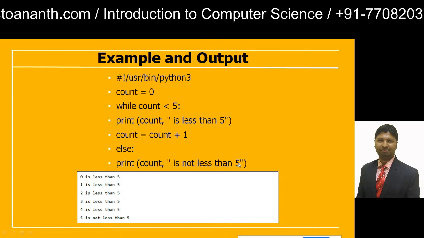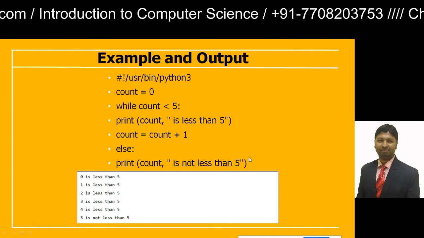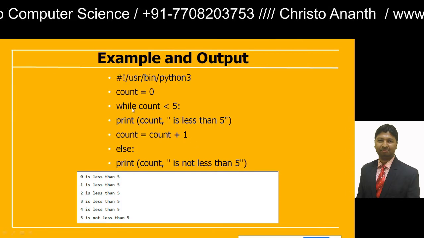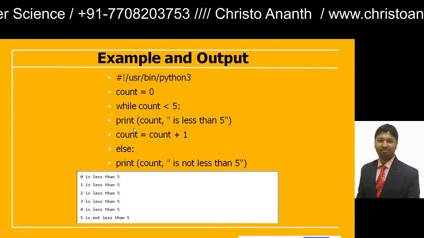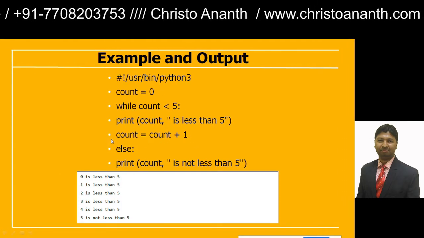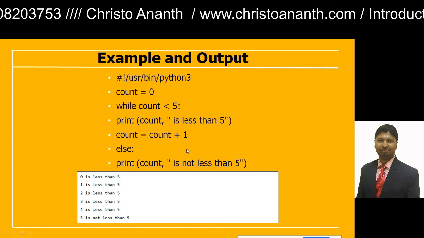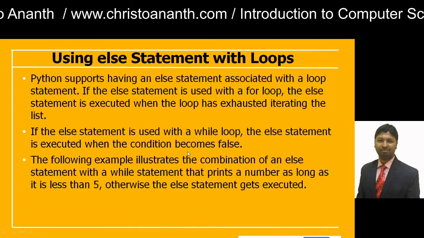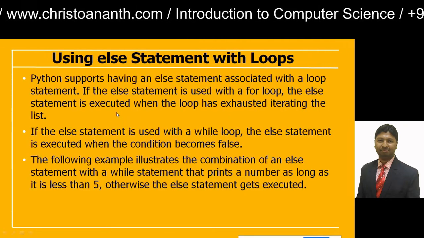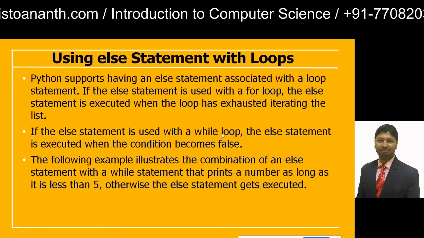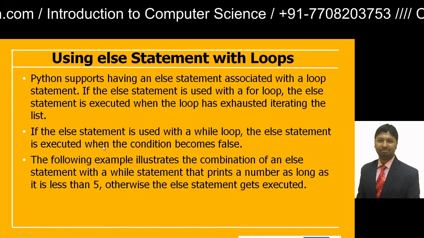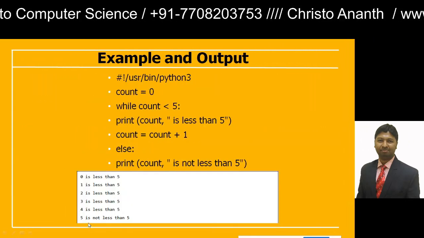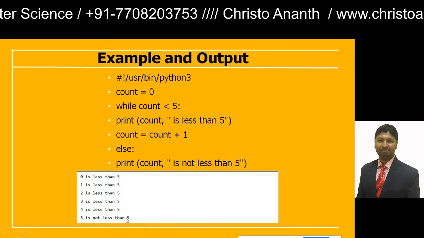So internally it checks the condition first, and when the maximum condition is reached, it goes to the else statement. As we already discussed, if the else statement is used within a while loop, the else statement is executed when the condition becomes false. So you are going to get "5 is not less than 5".